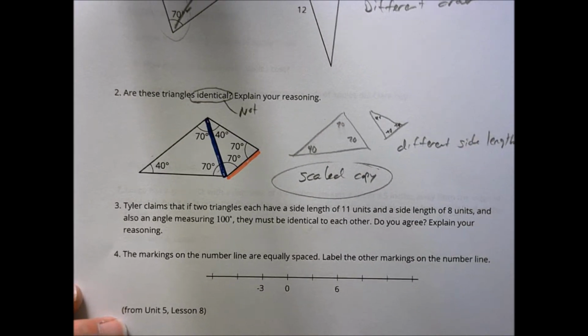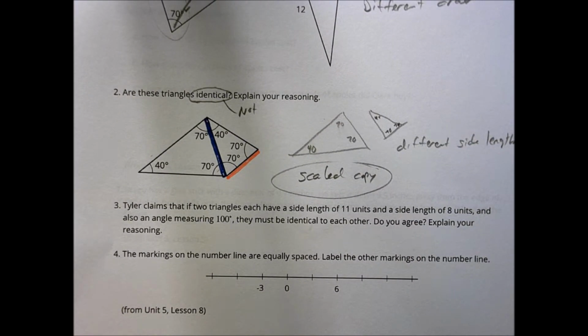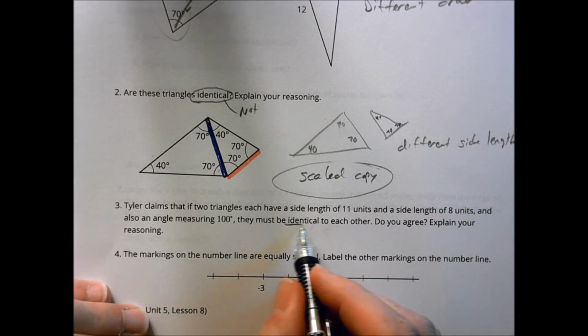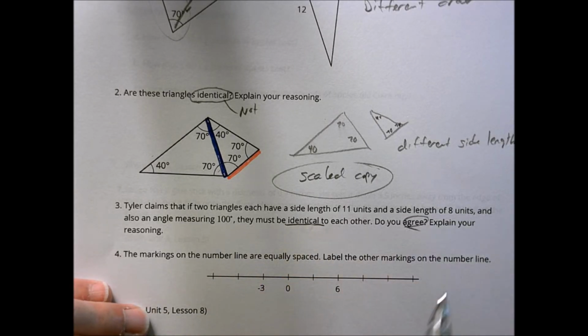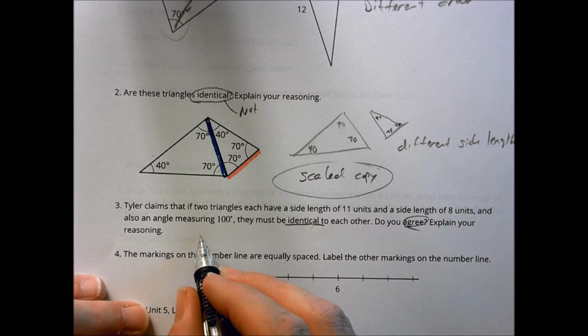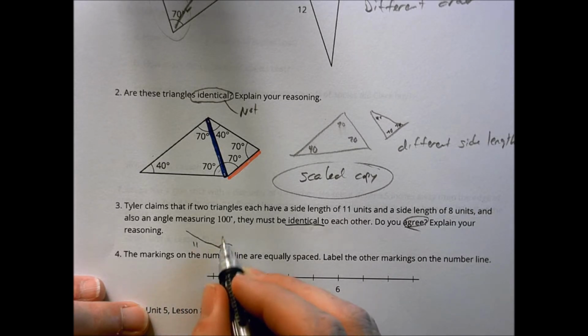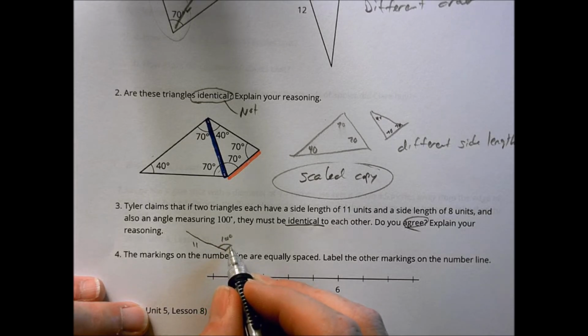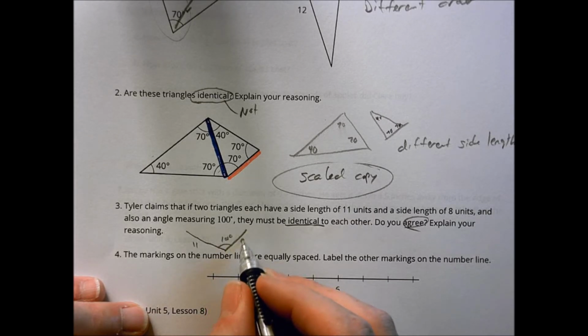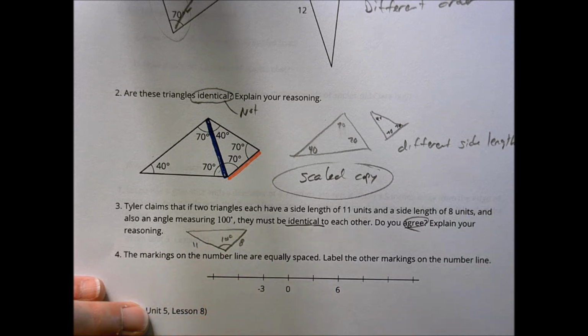Number 3, Tyler claims that two triangles each have a side length of 11 and a side length of 8 units, and also an angle measuring 100 degrees. But they must be identical. Do you agree? Explain. All right. So what he's saying is that you have a triangle, right? Let's say that it has a length of 11. It has a degree of 100 degrees, and it has another length of 8. And so you make a triangle like that. And that no matter what you do, you'd always make that same triangle.